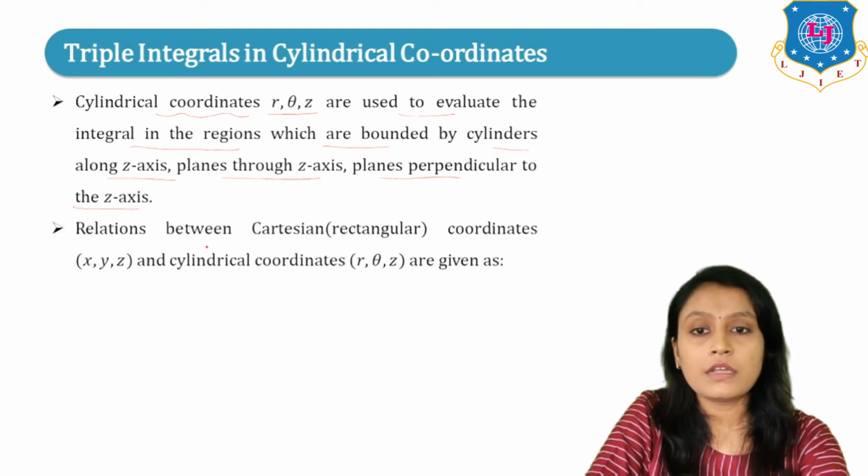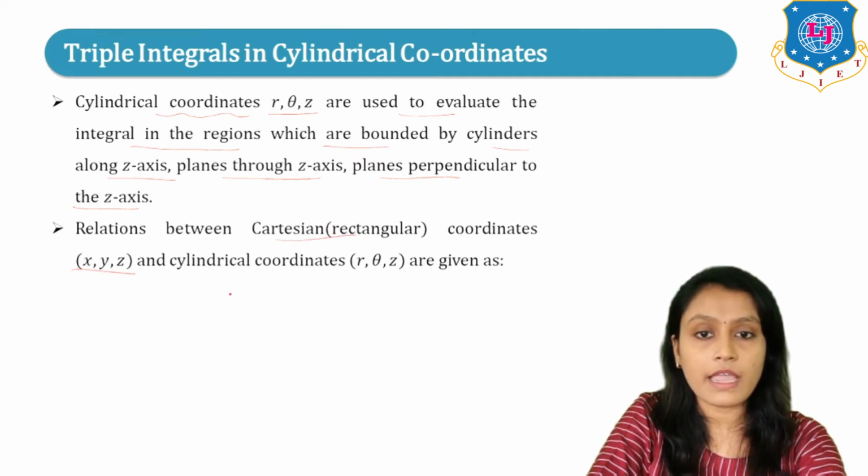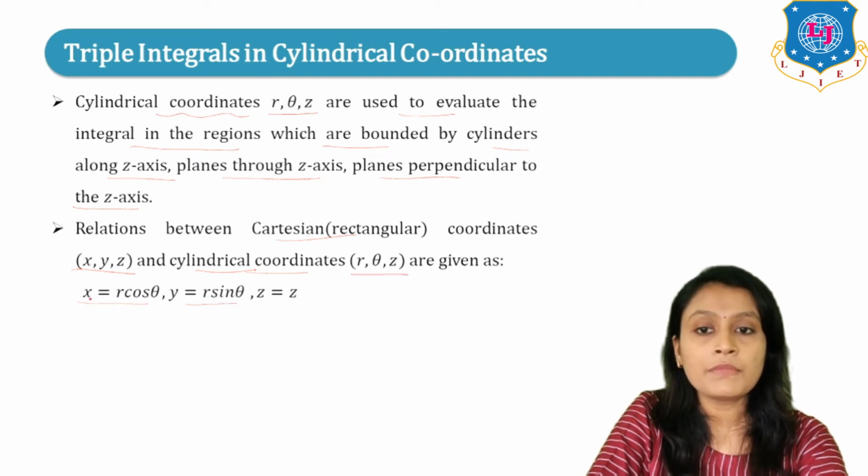Next, the relation between the Cartesian coordinates x, y, z and the cylindrical coordinates r, theta, z is given as x is equal to r cos theta, y is equal to r sin theta and z is equal to z. So whenever we are converting Cartesian coordinates to cylindrical coordinates, in place of x we will write r cos theta, in place of y r sin theta and z is equal to z.